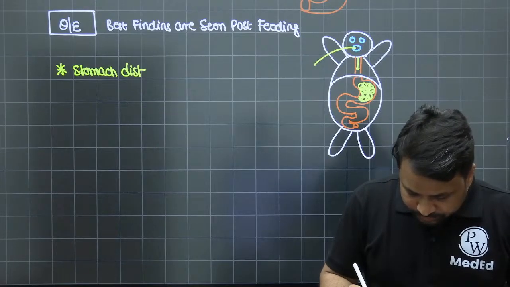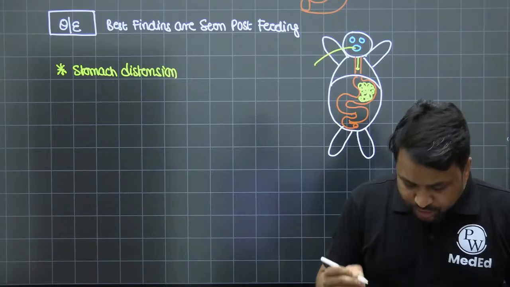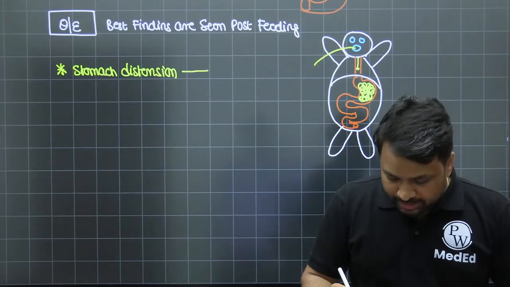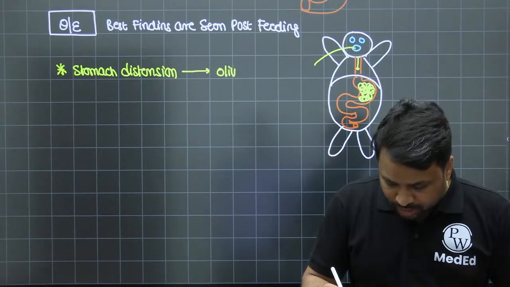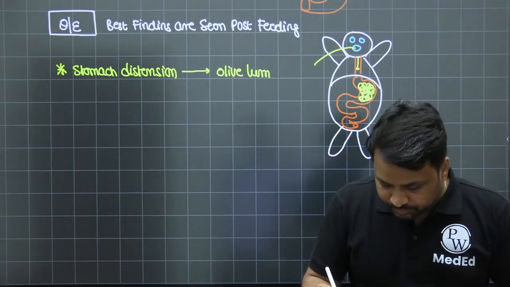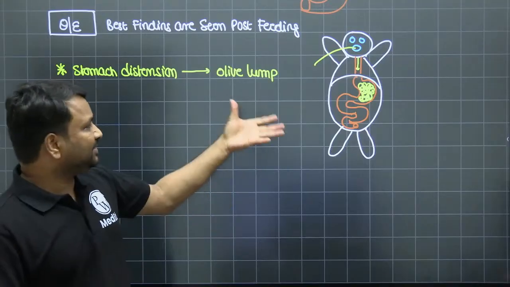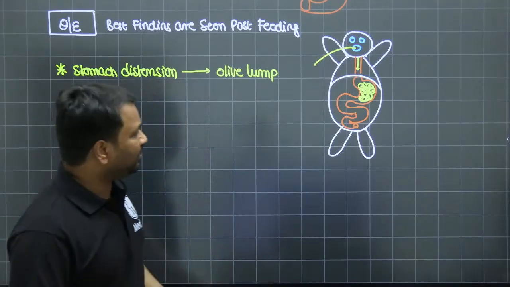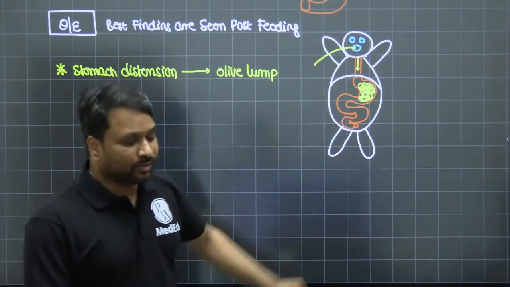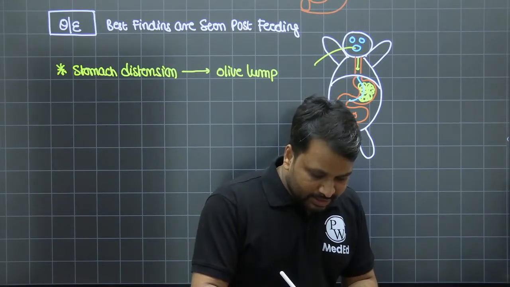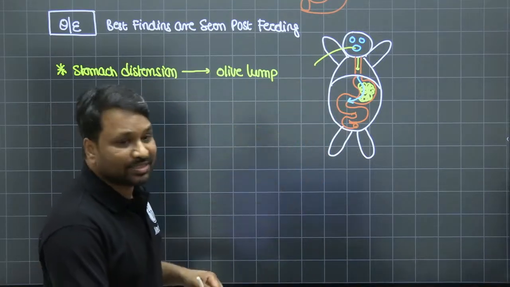So the first finding that you will see is the presence of stomach distension. Now this distension of the stomach appears like a localized mass, and this localized mass is what we call the olive lump. So the first thing you notice is that this distended stomach appears like an olive lump. Now because the stomach is going to contract with greater force, this will be the direction of peristalsis, to push.